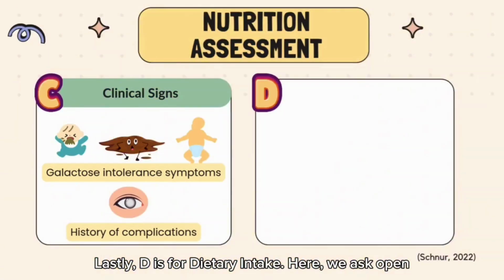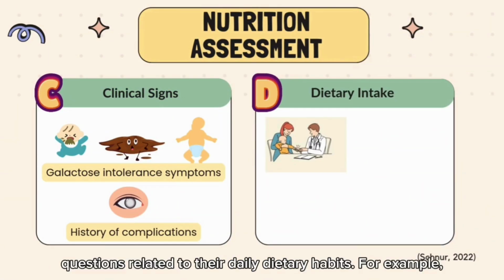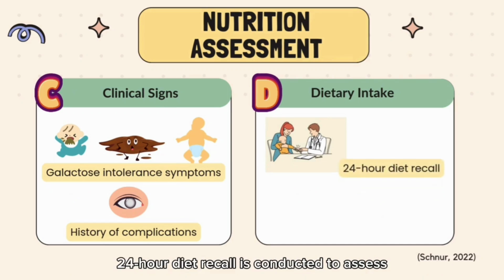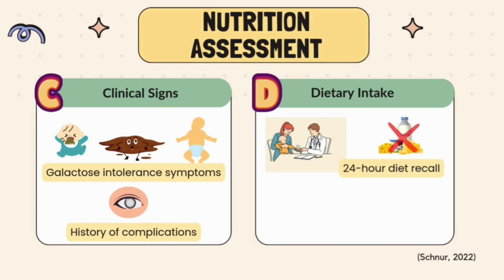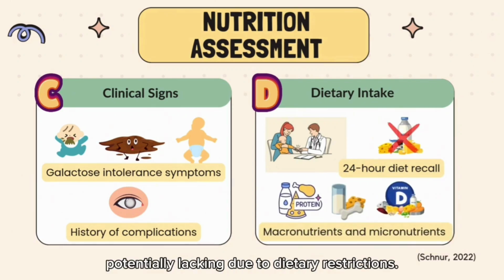Lastly, D is for dietary intake. Here, we ask open-ended questions related to their daily dietary habits. For example, 24-hour diet recall is conducted to assess for galactose-containing foods in the diet such as dairy products. Evaluate macronutrients and micronutrients such as protein, calcium, and other nutrients potentially lacking due to dietary restrictions.